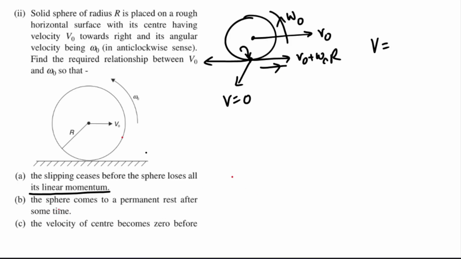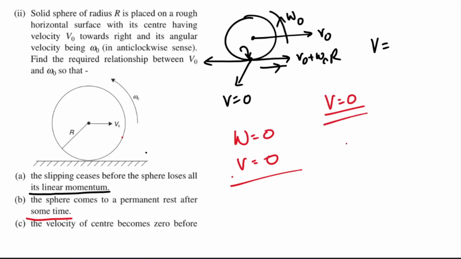In the second case, what we are asked: the sphere comes to a permanent rest after some time. Permanent rest means omega has also become zero and velocity has also become zero. So is it like at the same time both will become zero? And if not, then is it possible? Suppose velocity becomes zero first. So if velocity becomes zero first, it means omega is still there. And if omega is still there, then this point will have a certain velocity, right? And let's say velocity became zero first. So if velocity becomes zero first, then omega naught is in which direction?